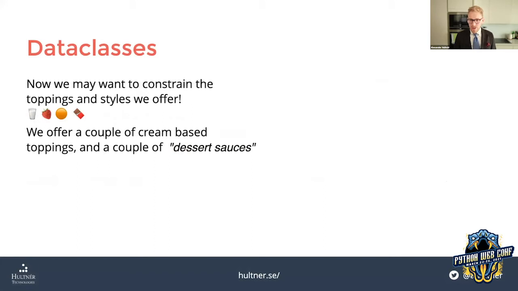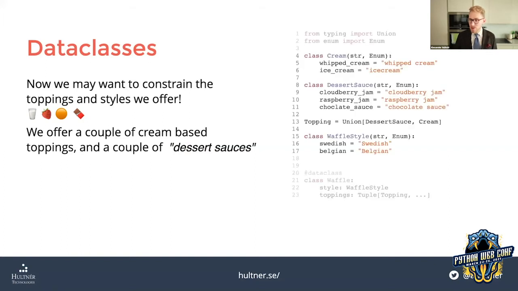So maybe we should constrain the toppings and the styles we offer. And for that, we can use enums. So we offer a couple of cream-based toppings and a couple of dessert sauces. So let's see what that could look like. Here we have a cream enum, and we have whipped cream and ice cream, the obvious choices for your waffles. And of course, here we have a couple of dessert sauces.